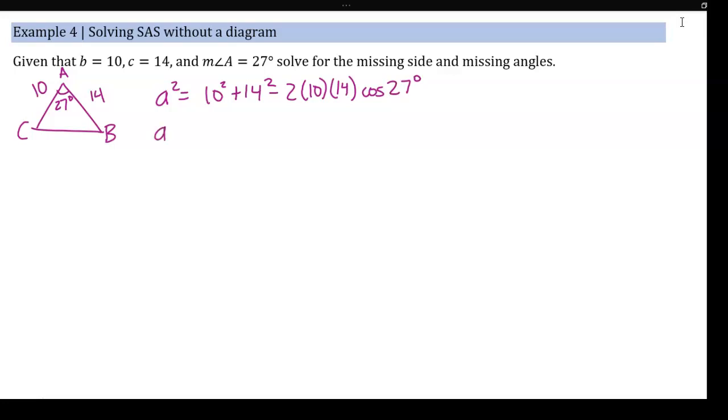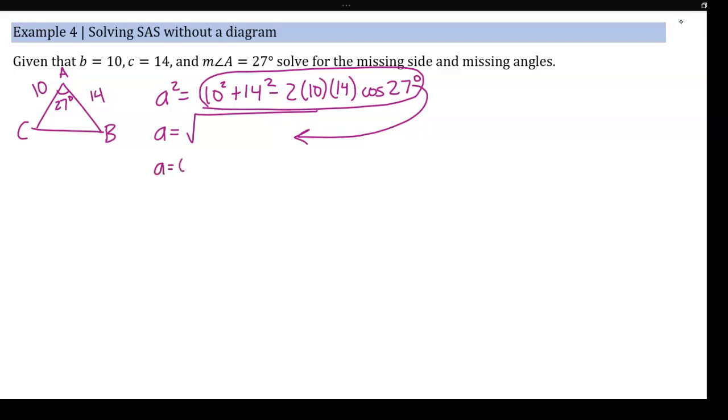And so A is going to equal the square root of, all right, I don't want to actually write all of this over. A is going to be the square root of all of what I'm circling. So let's put that into a calculator. And we get the square root of 10 squared plus 14 squared minus 2 times 10 times 14 times the cosine of 27. I get 6.8. So A is equal to 6.8.